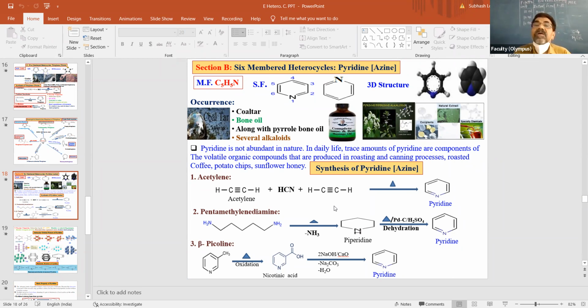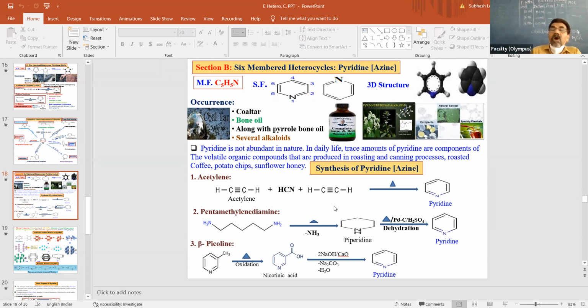C5H5N looks exactly like benzene, but one carbon atom is replaced by a nitrogen atom. Always give the numbering starting from the heteroatom first: 1, 2, 3, 4, 5, 6. That is called azine. This can also be shown here as a 3D structure in dotted form. There is a benzene-like ring, and the blue one is the nitrogen atom. Then 5 hydrogen atoms are attached, and the double bonds are shown as dotted lines, as already shown on the screen. That is the 3D structure.